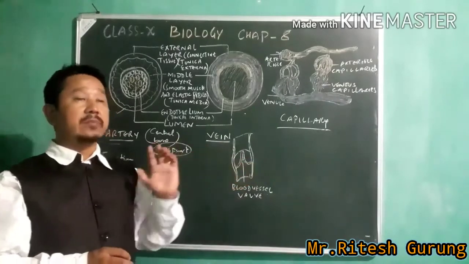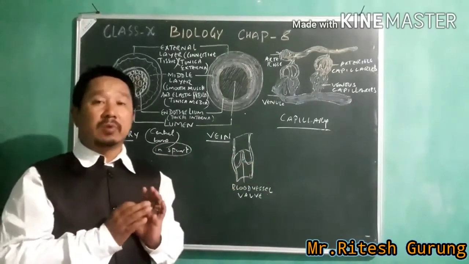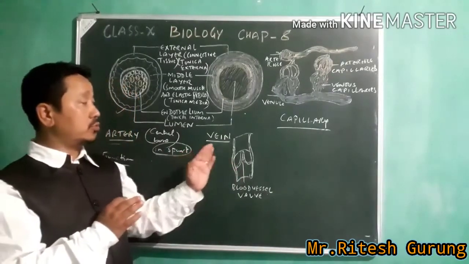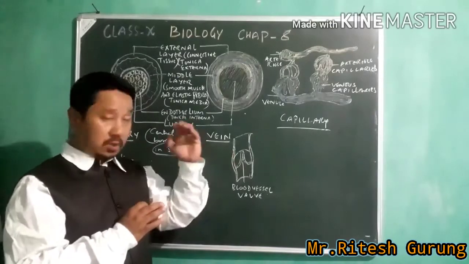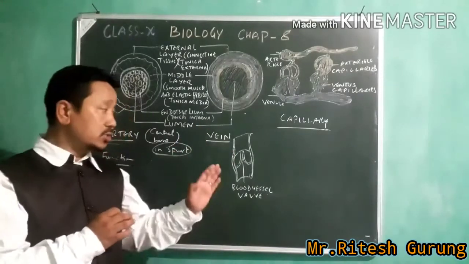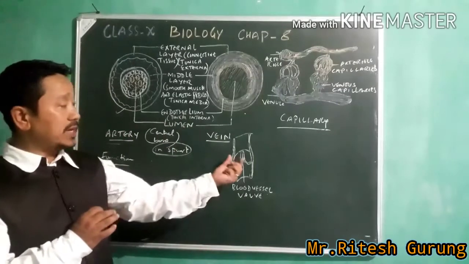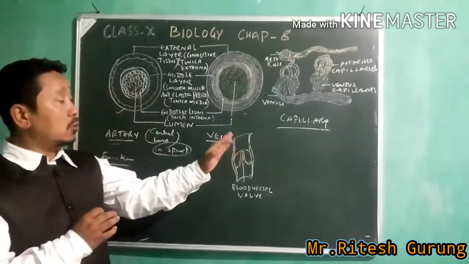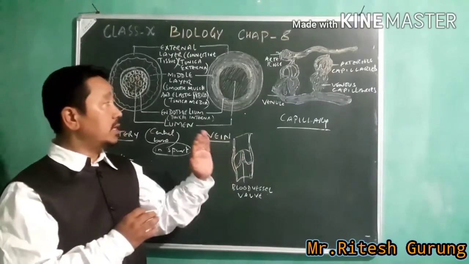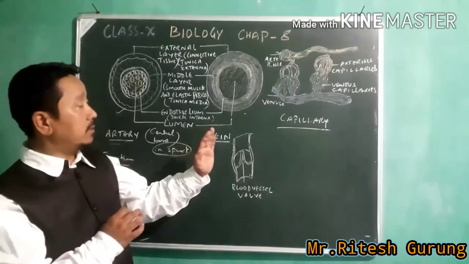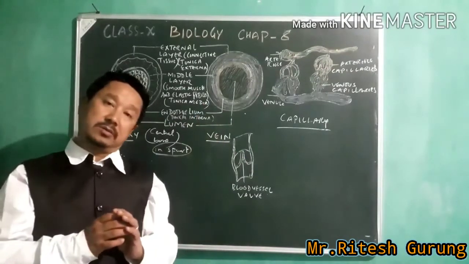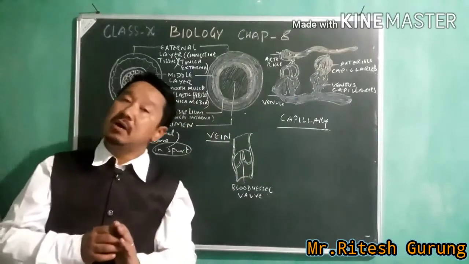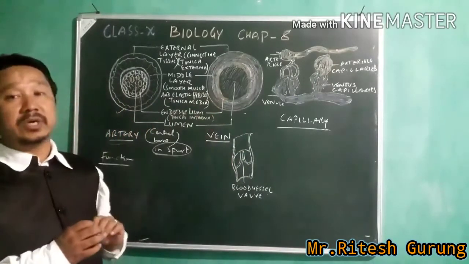These valves make the blood flow in one direction, so that once the blood flows through, it will not allow the blood to come back or flow backward. This is the function of the pocket-shaped valve present in the vein. The opening of the valve, you see, is facing towards the heart. So that's all about your vein.